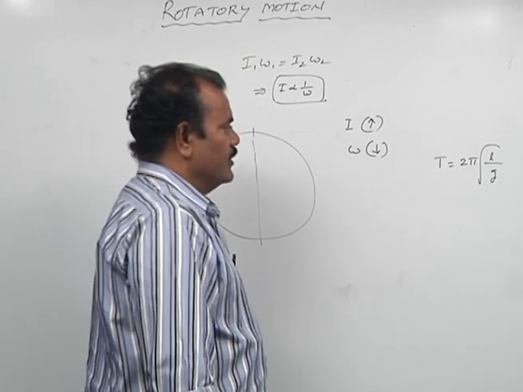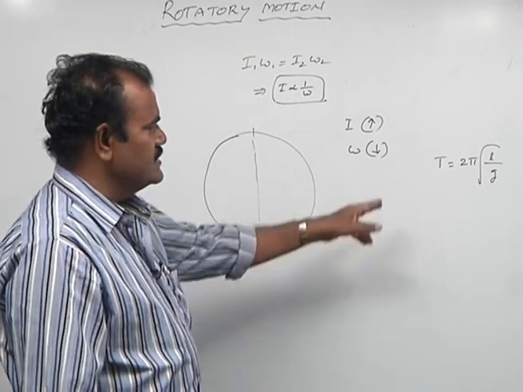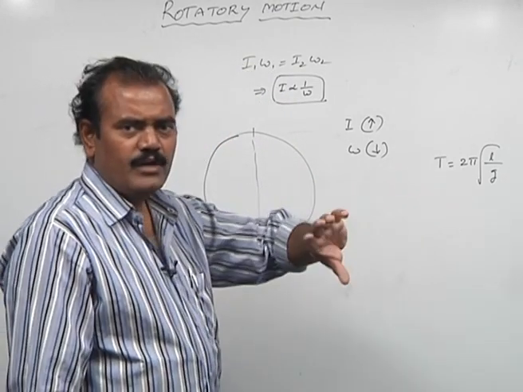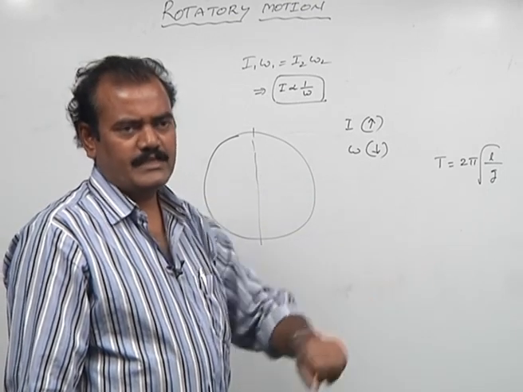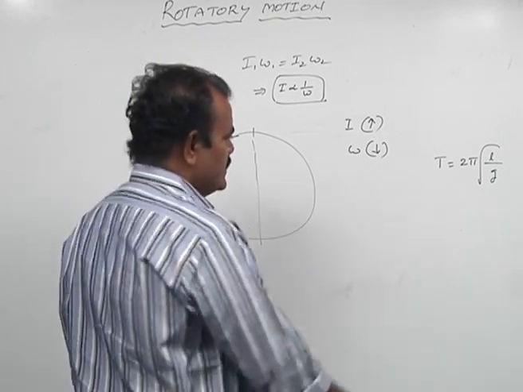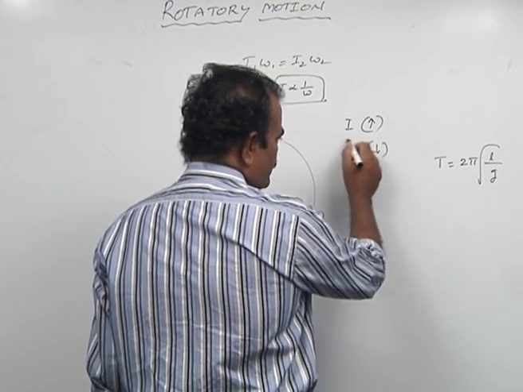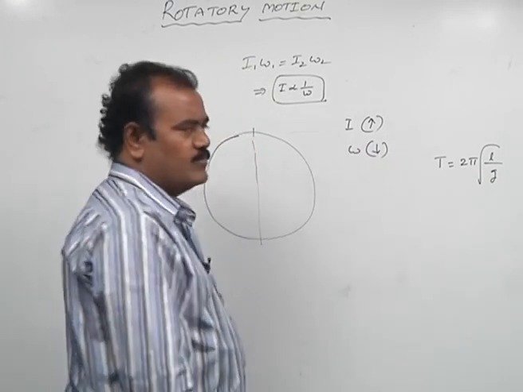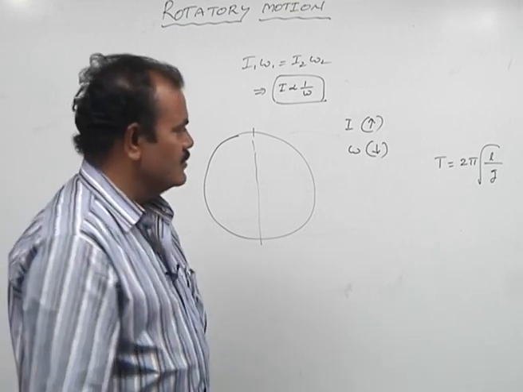T is equal to 2 pi root L by g. Here there is no change in the length of the pendulum before and after melting of the polar caps. So there is a change only in small g. Because of this angular velocity, how is small g going to be affected? So you have to find that.